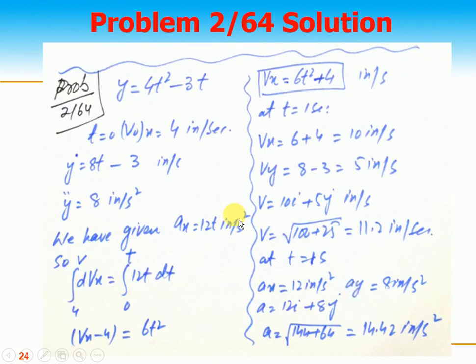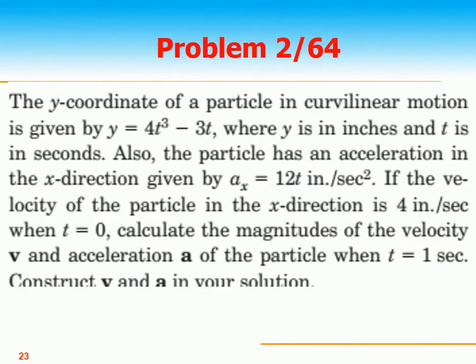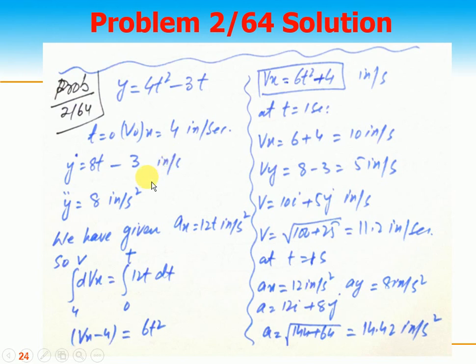Of course, we need to find v and a. We have y given, and at t equal to 0, v naught of x, which is given to you, is 4 inch per second. Initially, the velocity is 4 inch per second. I think it is given here. Right? It is 4 inch per second.